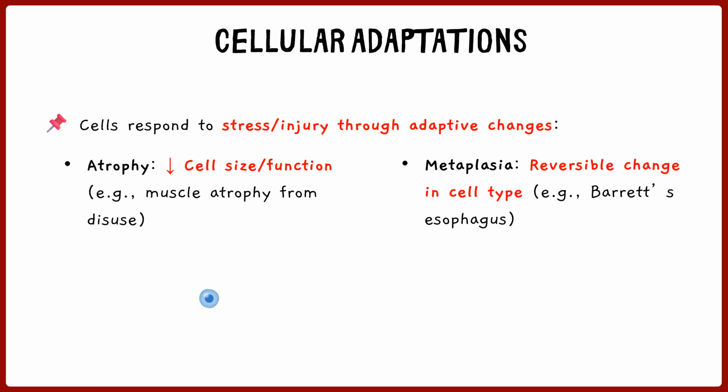Next, we have metaplasia, which is a reversible change in cell type. An example of this is Barrett's esophagus. So, as you know, the lining of the esophagus and the lining of the stomach are completely different. Okay, so usually the lining of the esophagus is normal stratified squamous epithelium, and of course, the stomach is going to be having columnar epithelium.